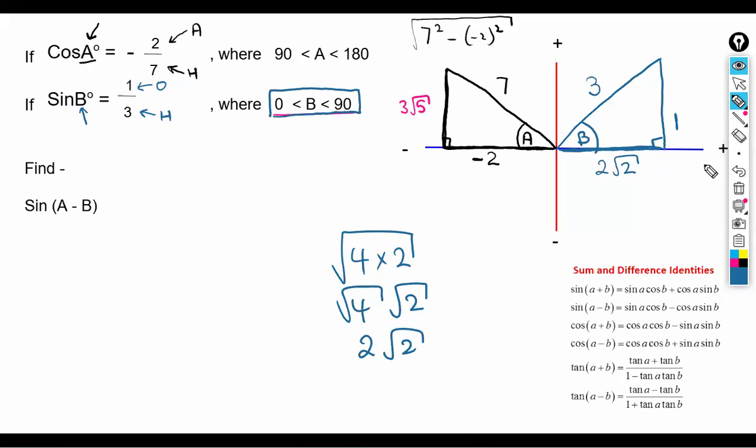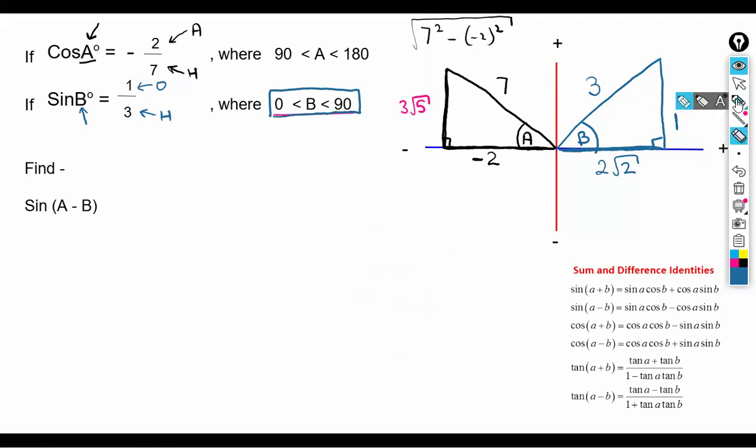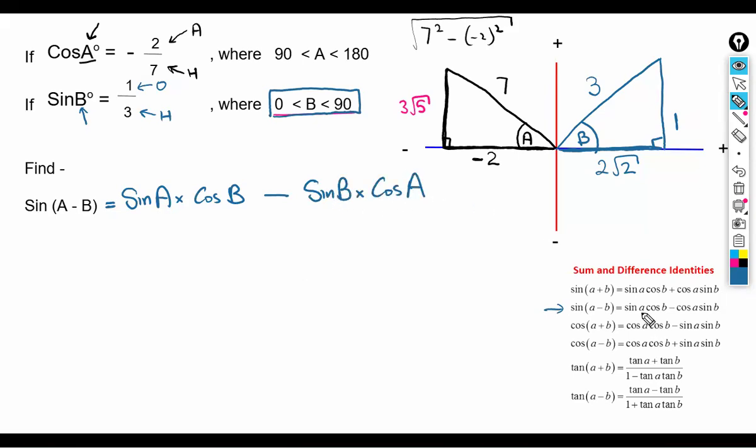Right. So we have almost finished with the question, right? The examiner wants you to find what now? That's only the beginning of the question. The examiner wants you to find the value of sine A minus B. Look at the formula here. To find sine A minus B, you have to take the value of sine A multiplied by cosine B minus sine B multiplied by cosine A. Isn't that the formula? That's the formula that's going to be on the formula sheet, right?